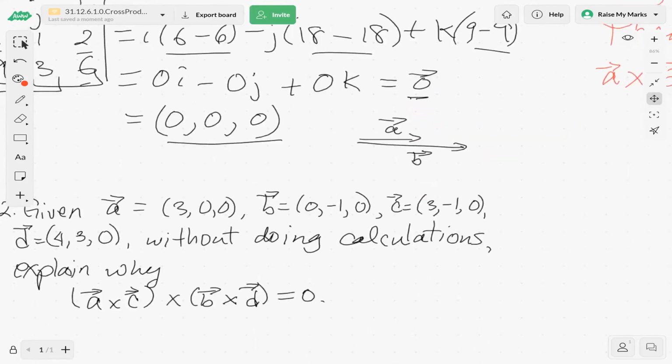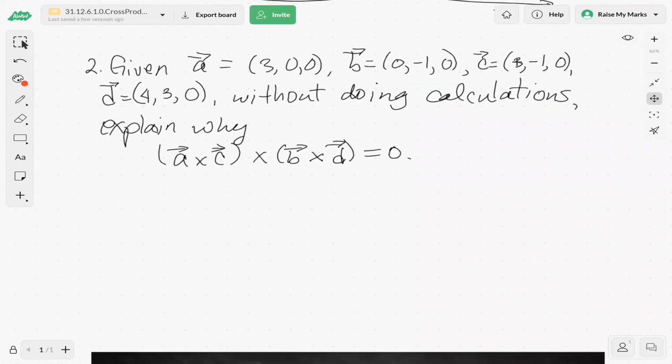All right, good. All right, second question. So we're given vectors A, B, C, and D, and we're asked, without doing any calculations, explain why we have this expression here. Okay, we have A cross C cross B cross D equals 0. All right. Let's have a look at all these vectors.